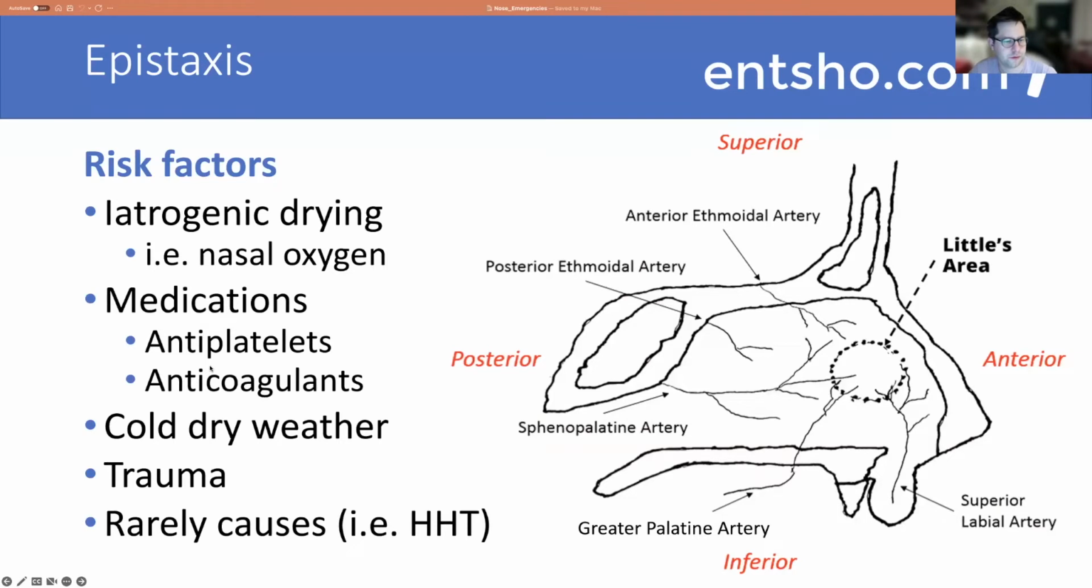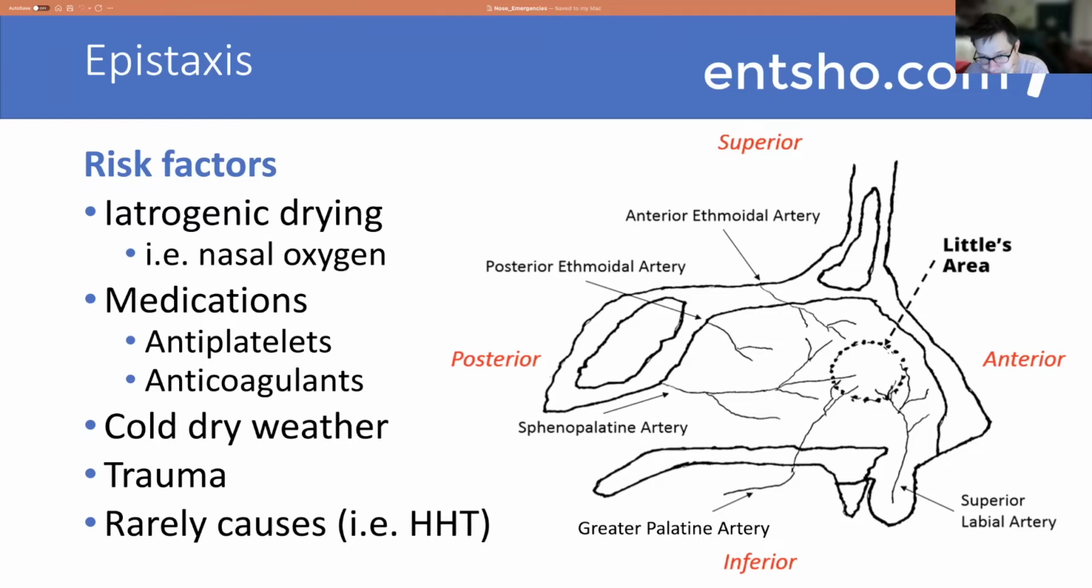Just to review the risk factors. Anything that dries out the nasal mucosa, for example, the use of nasal oxygen, but also just depending on the ambient air. Of course, having anticoagulants on board will increase the risk, as will local trauma. There are special groups of patients, like patients with HHT, who are obviously very much more at risk due to the fragility of the blood vessels there.